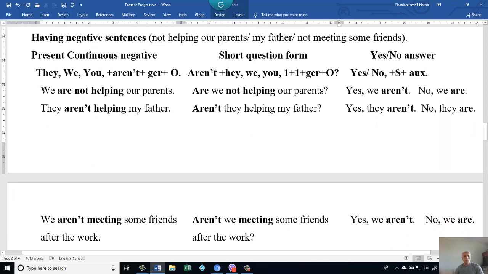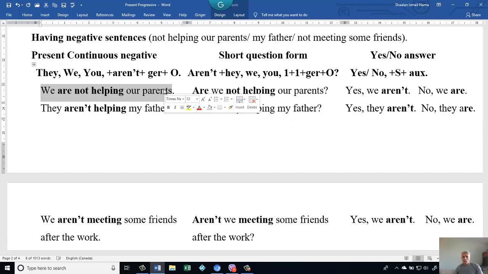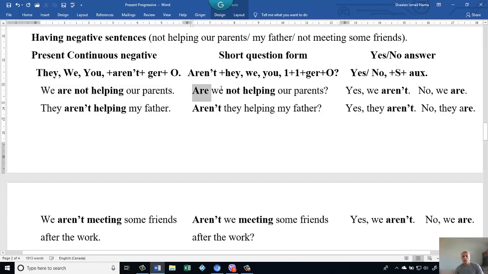This is how we explain it, and then we could say we are not helping our parents. If we are the subject here, and we are really not helping our father, that's the reality, then we say, are we not helping our parents? Then the answer is going to depend on whether we are helping them or not. If we are really not helping them, we say yes, we are not. If we are helping them, but maybe the listener misunderstood, we say no, we are. And then the same situation here, we said it before. If the auxiliary verb, or the be verb, is with the negative as one word, then we place the whole thing as one word. You say, aren't they helping my father? Yes, they aren't, or no, they are not.